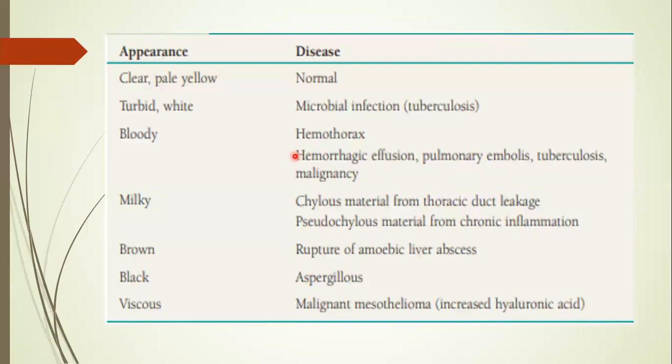Now, this is a table showing you the different causes, the different pathologic conditions associated with each color appearance of your serous fluid. So again, I've mentioned a turbid or white or a purulent specimen would denote microbial infection. And bloody or sanguineous specimen would denote traumatic tap or presence of hemorrhage. Milky for chylous and pseudochylous, and brown for amoebic liver abscess, among others.